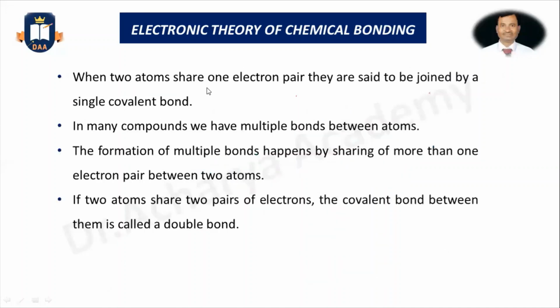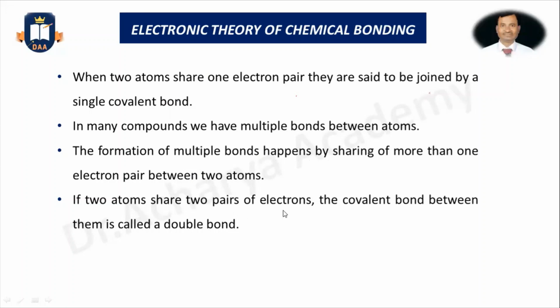So, when the 2 atoms share 1 electron pair, they are said to be joined by a single covalent bond. That means one pair of electrons is shared by the two atoms, then it will form only one single bond. So multiple bond formation is also possible, because if two atoms share more than one pair of electrons, then formation of multiple bonds is possible. The formation of multiple bonds happens by sharing more than one electron pair between two atoms.